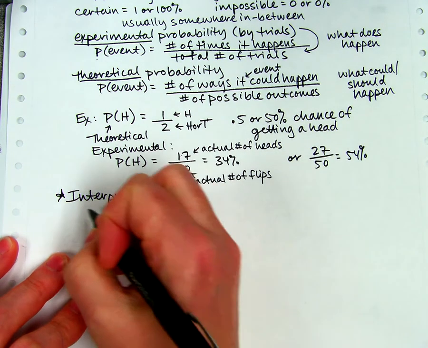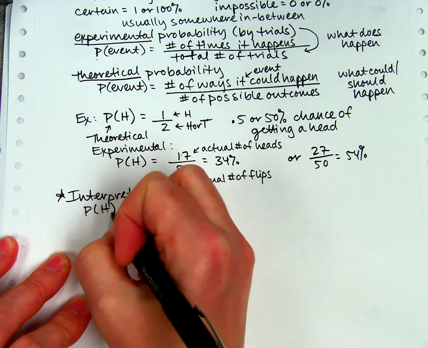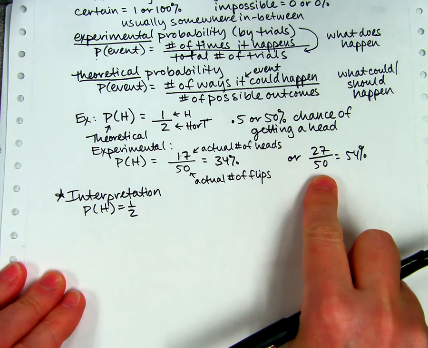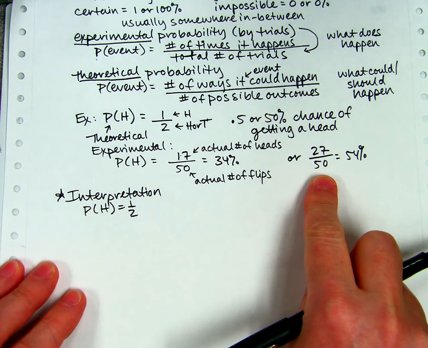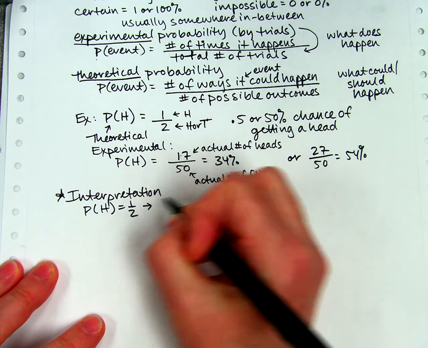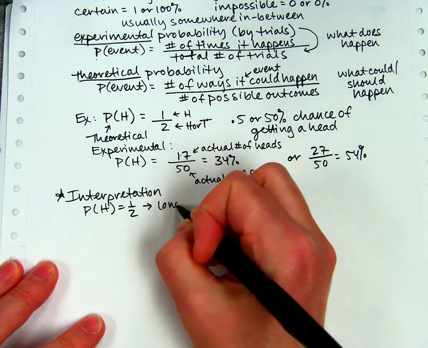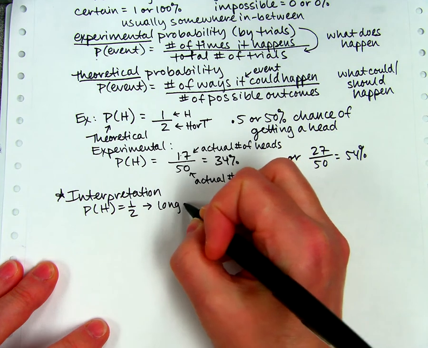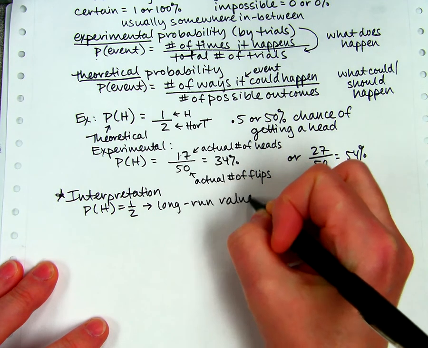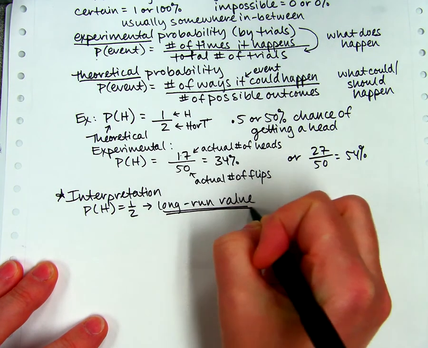So when I say the probability of heads is 1/2, I don't mean that every single sample comes out as 1/2. I just said that a minute ago. But what I really mean is it's the long run value if you did it so many times that it would even out to be close to the theoretical. So the long run value is a really important concept.